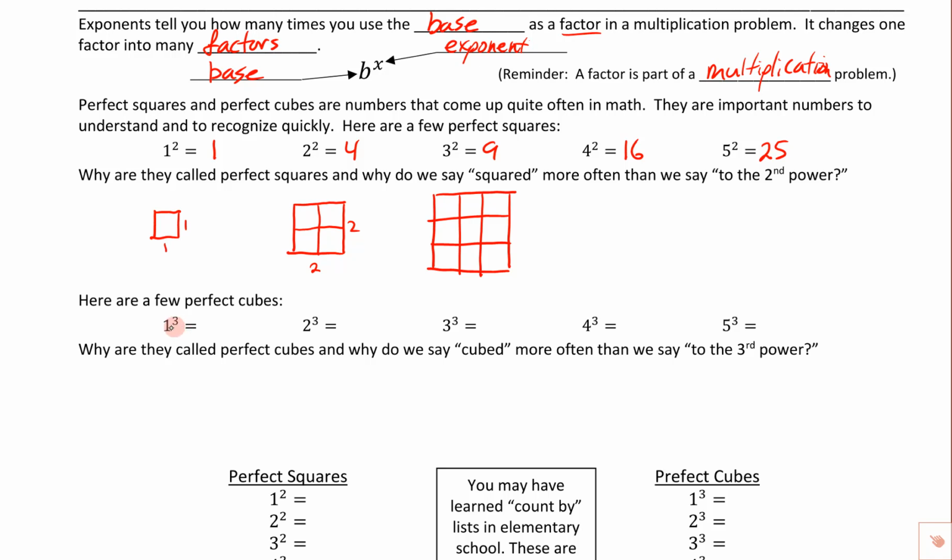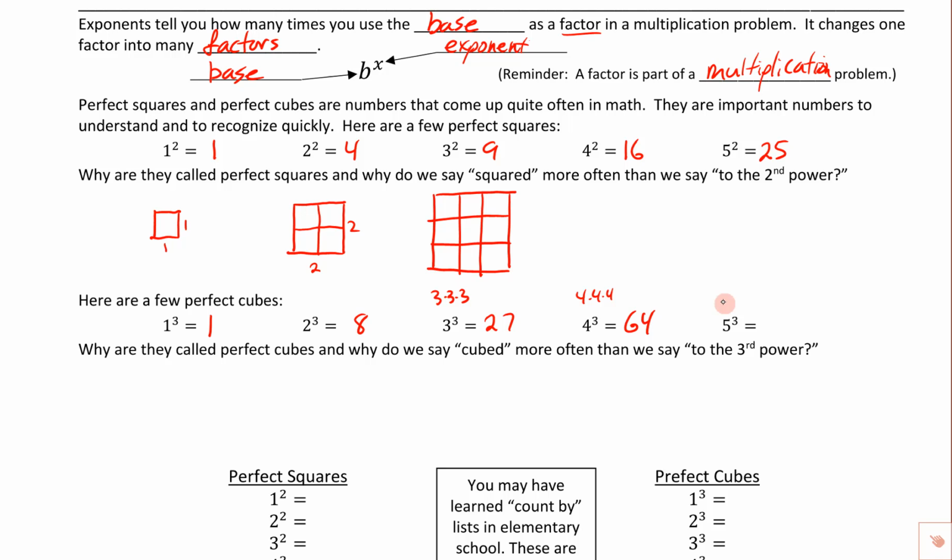Perfect cubes, we're going to take the base and we're going to use it 3 times. So this would be 1 times 1 times 1. That's going to be 1. We talked about this one up above. 2 cubed is 2 times 2, which is 4, times another 2, which is 8. Okay, this is going to be 3 times 3 times 3. 3 times 3 is 9, times 3 is 27. 4 times 4 times 4. These get big really quickly, get a little bit more difficult. So 4 times 4 is 16, and then 16 times 4 is 64.